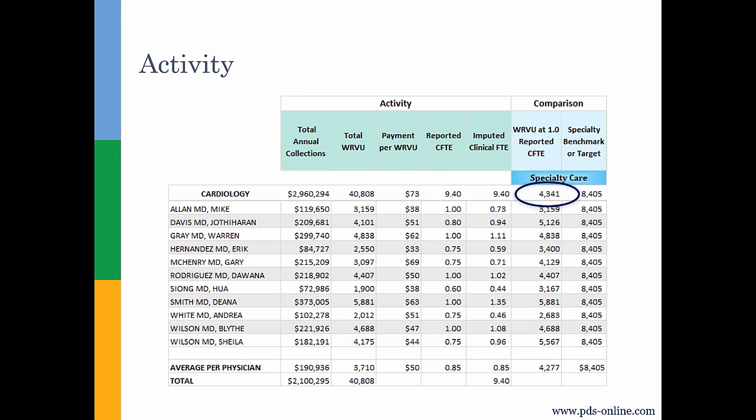And then look at their annual collections as well and determine here's their average collection per RVU. And then you can adjust per clinical FTE, and then you can calculate an imputed clinical FTE. Well, this is what you said you are, but this is what you are in comparison to your peers as far as your productivity goes.